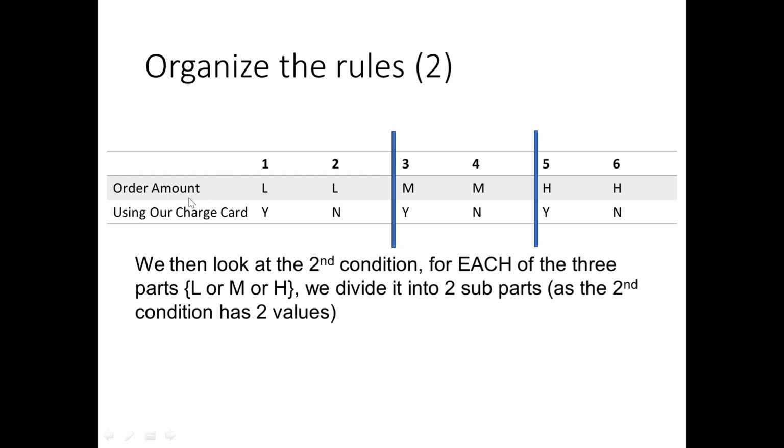And then we look at the second condition, which is about whether the customer makes payment using our charge card. It is either yes or no. So there are 2 possible values. Then for each of the 3 parts, we divide it into 2 subparts, because each of the 3 parts has 2 columns. Then the 2 columns are divided into 2 subparts, which means each subpart would be 1 column. And then from each subpart to the next subpart, we need to switch the value for the second condition. So we come up with yes, no, yes, no, yes, no.